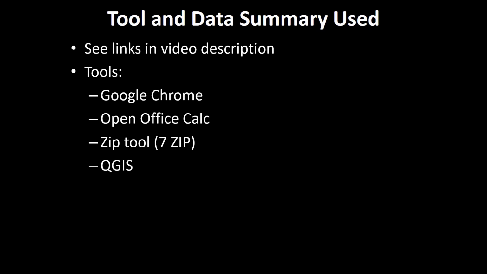The following is a summary of the tools and data that I'll use in this video. All of the tools and data sets can be accessed through links that I'll provide in the video description, so just look below so you can see where you can find all of these resources. Some of these tools you're probably familiar with. I'll use Google Chrome. I'll use the open source tool OpenOffice Calc, which is similar to Microsoft Excel. I'll use a common zipping tool called 7-Zip that's also included with Windows. And I'll use the well-known open source GIS tool called QGIS to do the actual map making.